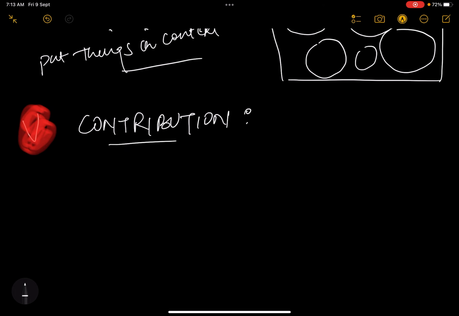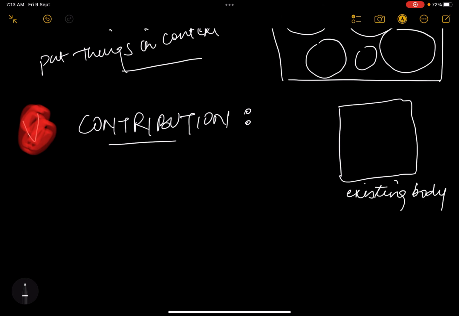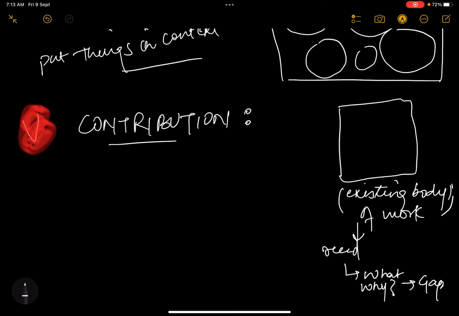Contribution basically says that the writer or researcher is familiar that there is an existing body of work, right? An existing body of work on any particular area. You will not be the first to work on it. There would be many people who have already worked on that area. So we say that there is an existing body of work, and we read that work and find out what is missing, or what has not been done to the level it could have been, and we find out those gaps, and then we start working on our paper.